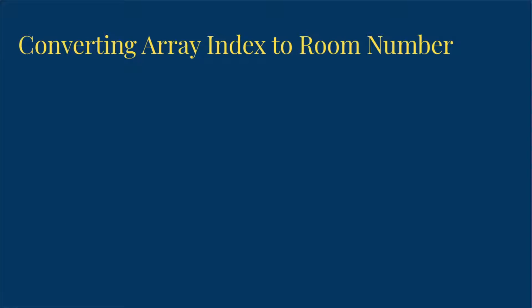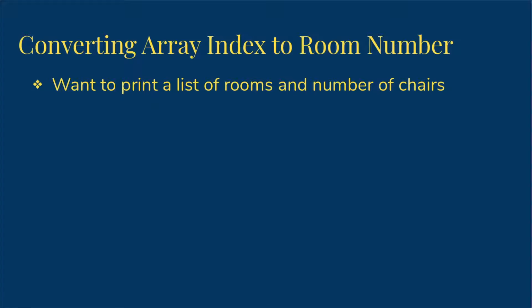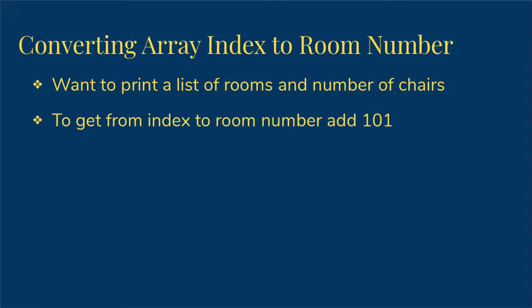Suppose we want to go the other way. I want to print a list of the rooms and the number of chairs that each room can hold. The way I'm going to get from the index as I go through the array to the room number that I want to print in this list is I can add 101. So at index 0, we'll have the number of chairs for room 101. 1 plus 101 is going to be the chairs for room 102, and so on up to our 9 plus 101 for our last room 110.